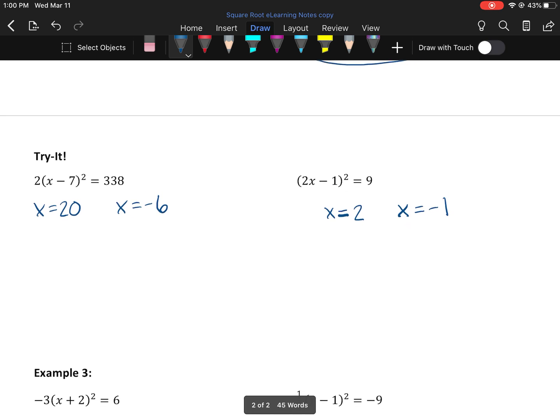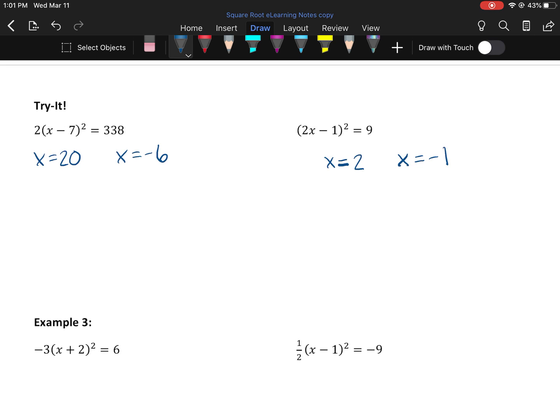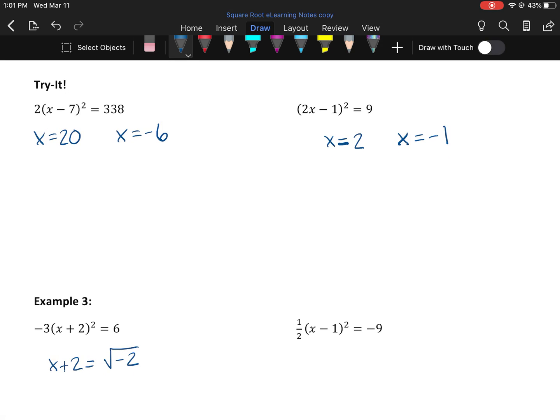And then if you want to try example 3, kind of just putting everything together, you should end up getting no solution, because what's going to happen is I'm going to end up with x plus 2 equals the square root of -2, and you can't take the square root of a negative number. You end up with an imaginary number. Unfortunately, we don't get to talk about that in Algebra 1. So what we say for this is this actually has no solution.